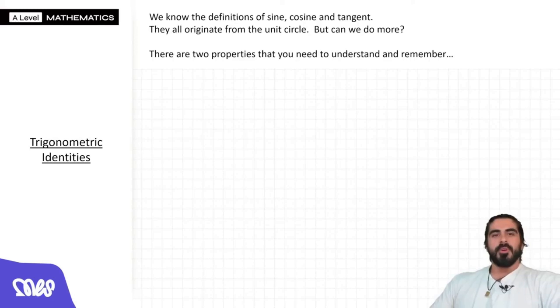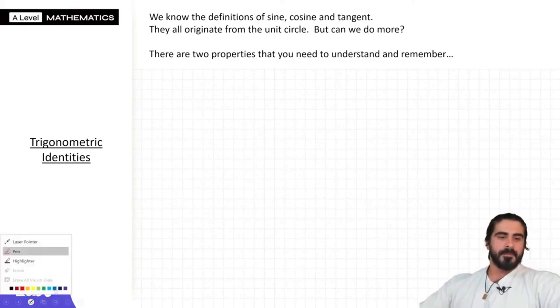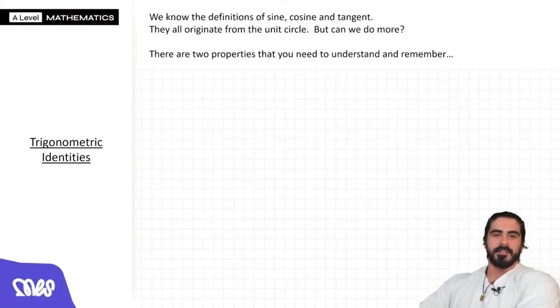Hey everyone, we all know from GCSEs anyway that the definitions of sine, cosine and tangent are all to do with the right angled triangle, but where do they all come from? Well, they all come from the unit circle, if you didn't know already.